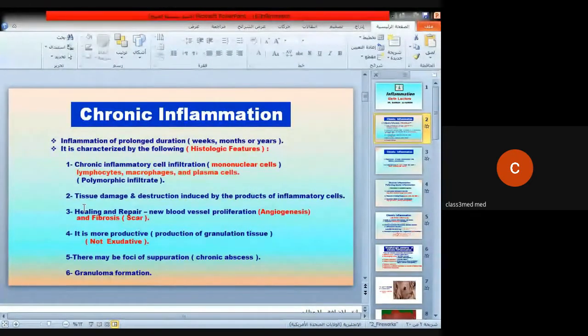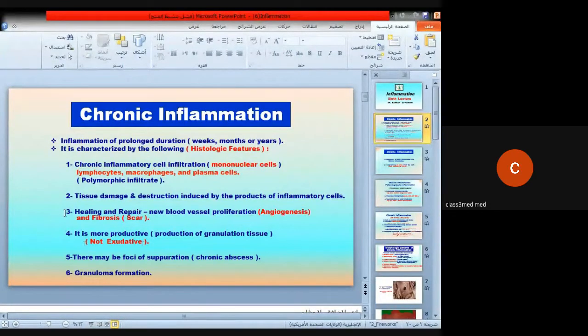Second, there is tissue damage and destruction, which is induced by the products of the inflammatory cells. These chronic inflammatory cells produce chemical mediators, especially cytokines. Cytokines, the tumor necrosis factor with interleukins, cause destruction of the tissue.